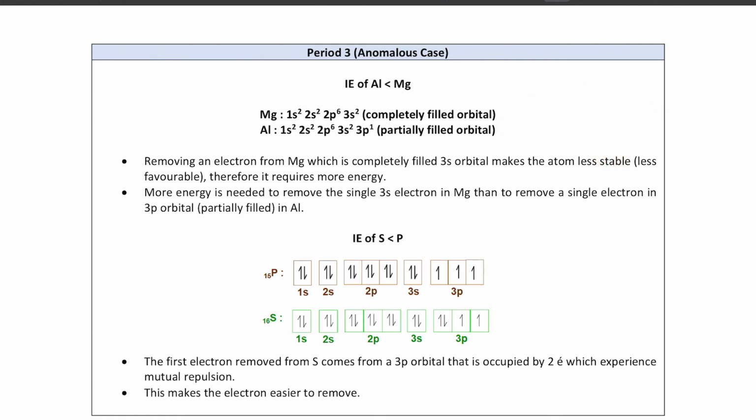So kita dah tahu dah. Okay, removing an electron from magnesium which is yang completely filled 3s orbital makes the atom less stable lah. Kalau kita nak remove electron daripada ni, menyebabkan daripada stable jadi tak stable. So it requires more energy. So more energy is needed to remove a single 3s electron in magnesium than to remove a single electron in 3p. Okay. Alright, so untuk sulfur and phosphorus, sulfur punya IE is lower than phosphorus lah.